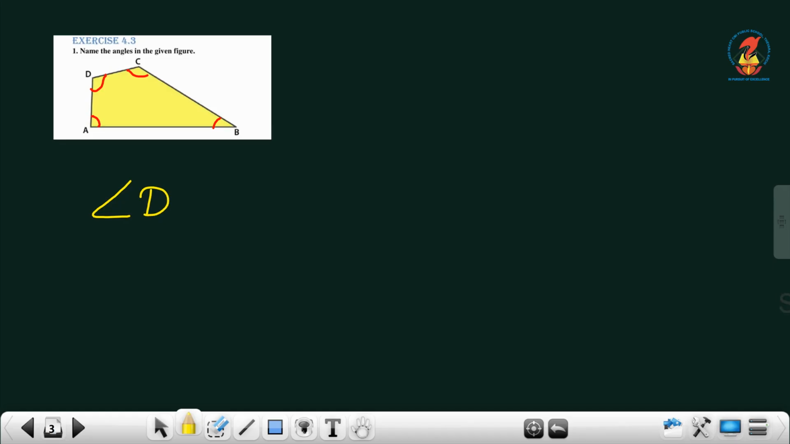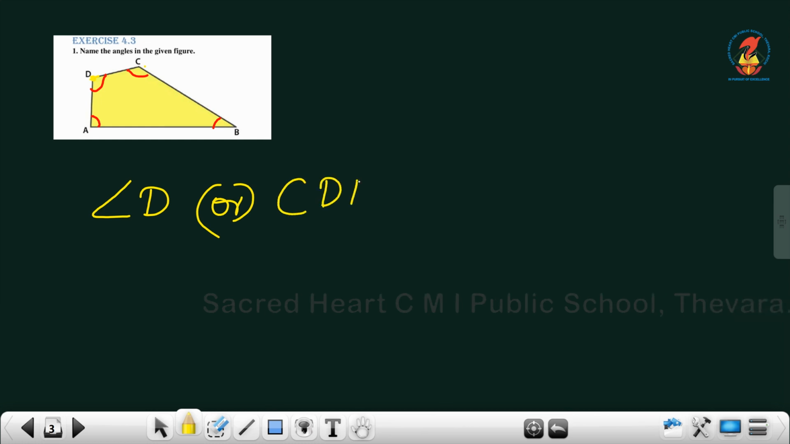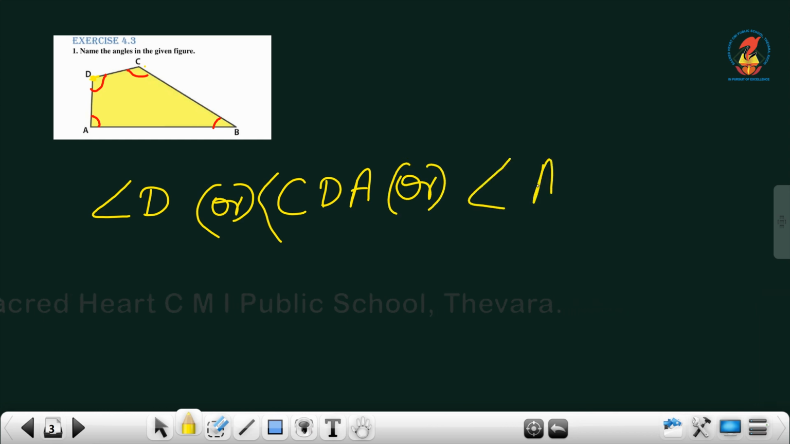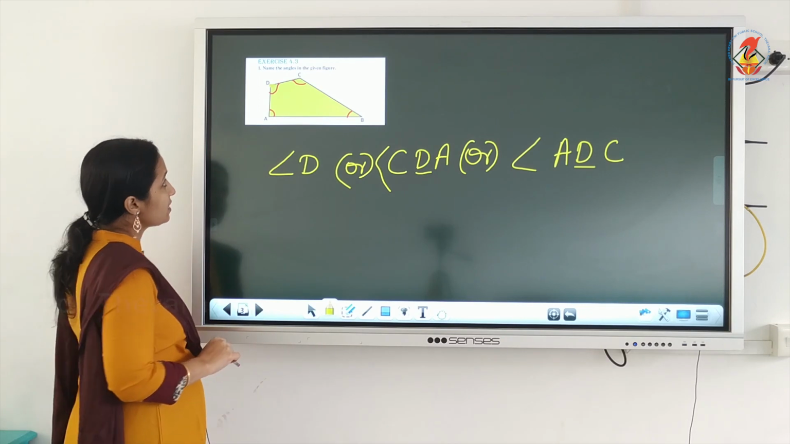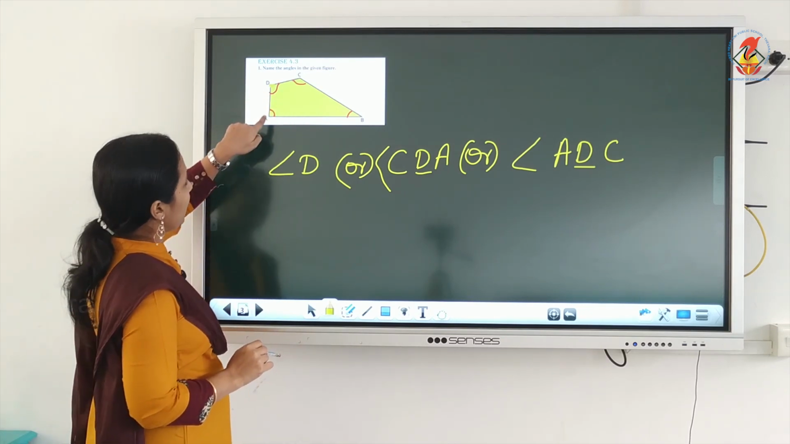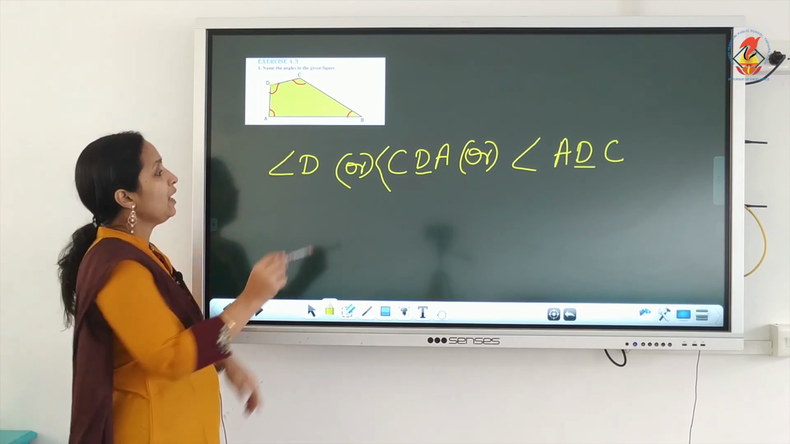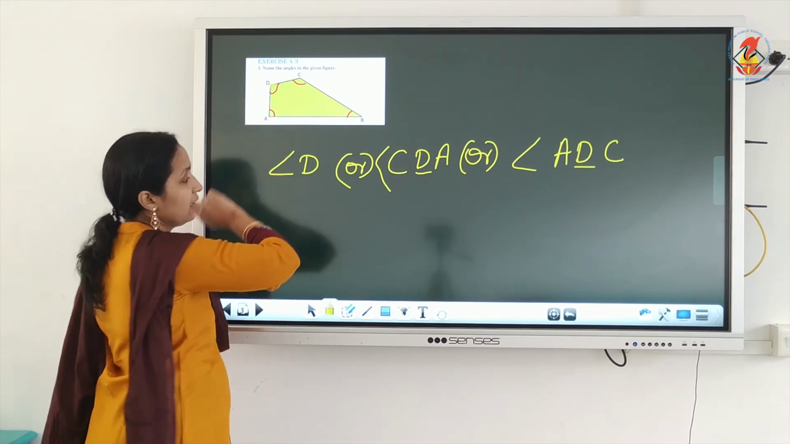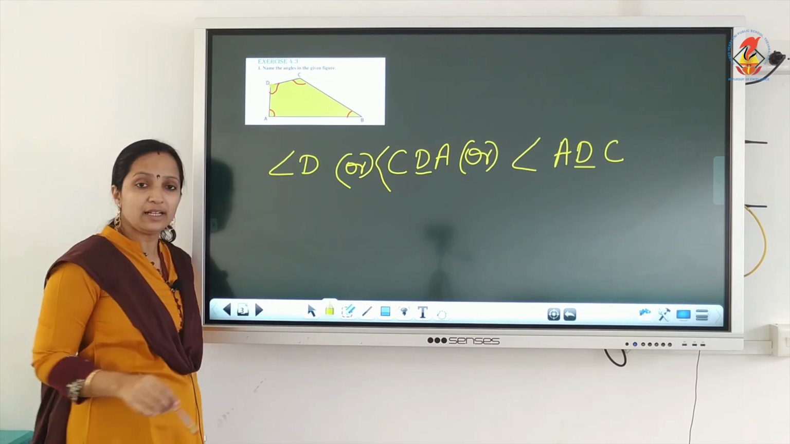Angle D is there. How will we write angle D? This angle D has this ray and this side, is it? So you can name angle D as angle CDA, or you can name it as angle ADC. Which angle are we representing here? We are representing angle D. Or you can simply name it as angle D.